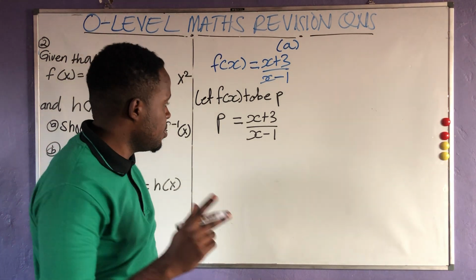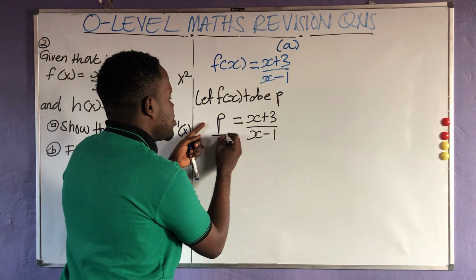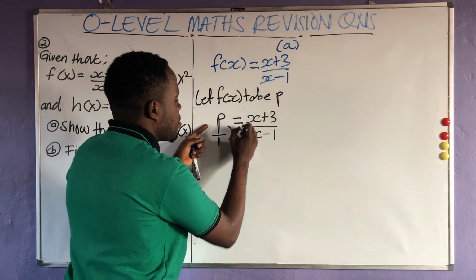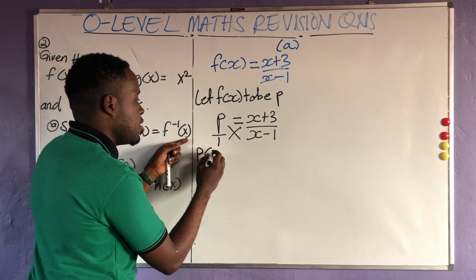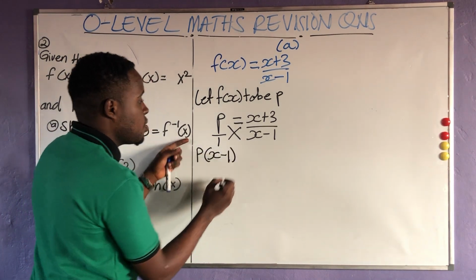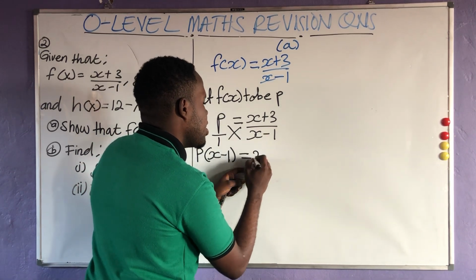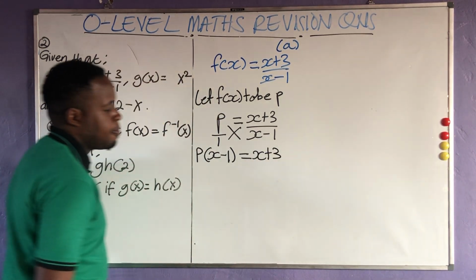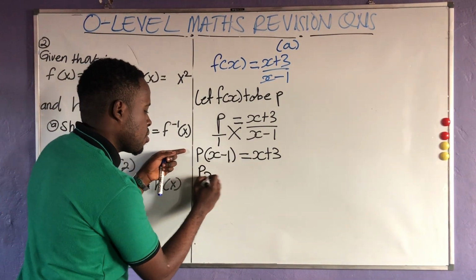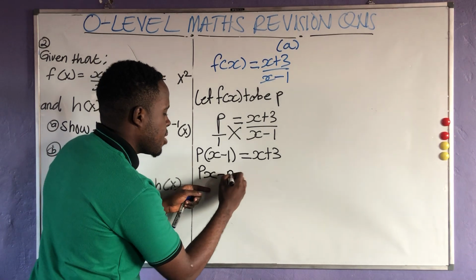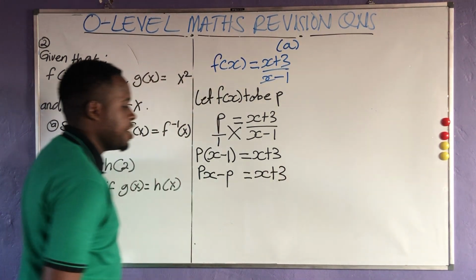Now step number 2, we are going to make x the subject. And how are we going to do this? We shall put this over 1 and we shall cross multiply. When we cross multiply here, we shall have p into x minus 1 being equivalent to 1 times that to remain as x plus 3. We shall expand this and we shall have px minus p being equivalent to x plus 3.